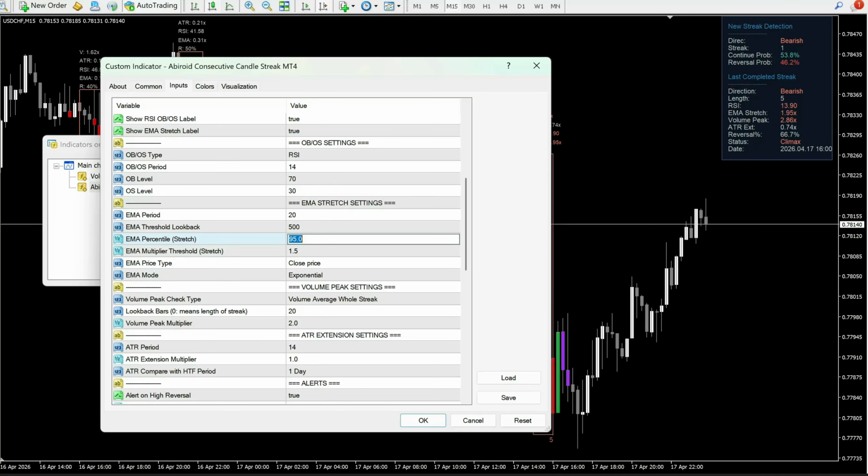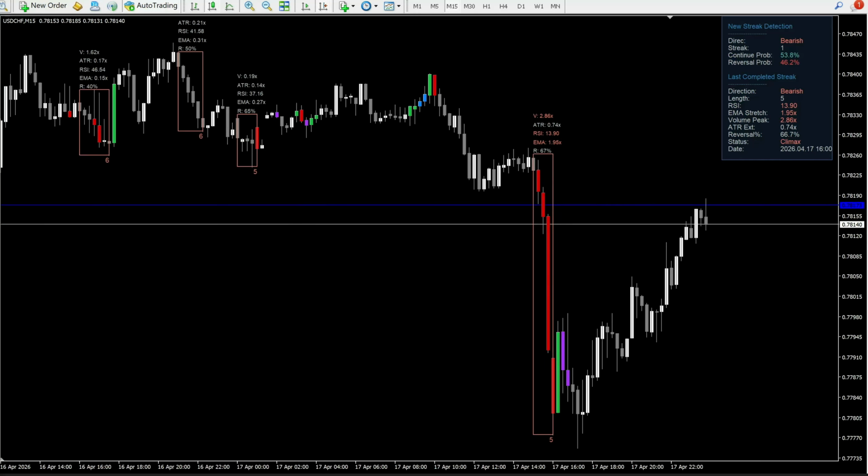It will look at the past 500 bars, and out of those bars, it will see how many of those had stretched, and it will compare our current streak with that percentile. And if our streak is more than 1.5 times that, then it will highlight that EMA signal. The product page explains all of these calculations in much more detail, so if you like, you could check it out.